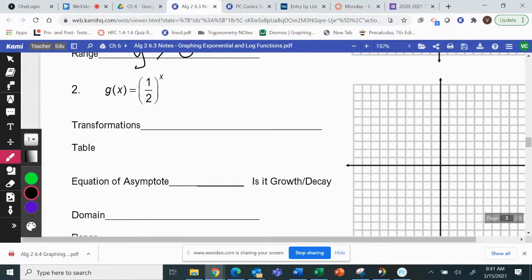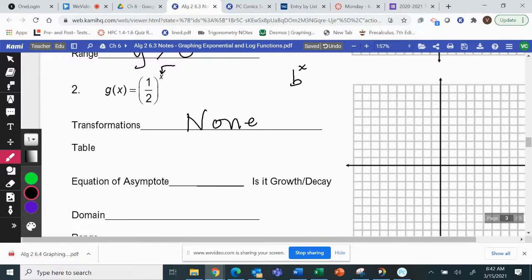We've got g of x equals 1/2 to the x. Transformations. Horizontal anything is going to be up in the exponent, so there's nothing horizontally happening. The parent function is b to the x, so the parent function is 1/2 to the x. What transformations are happening? None.